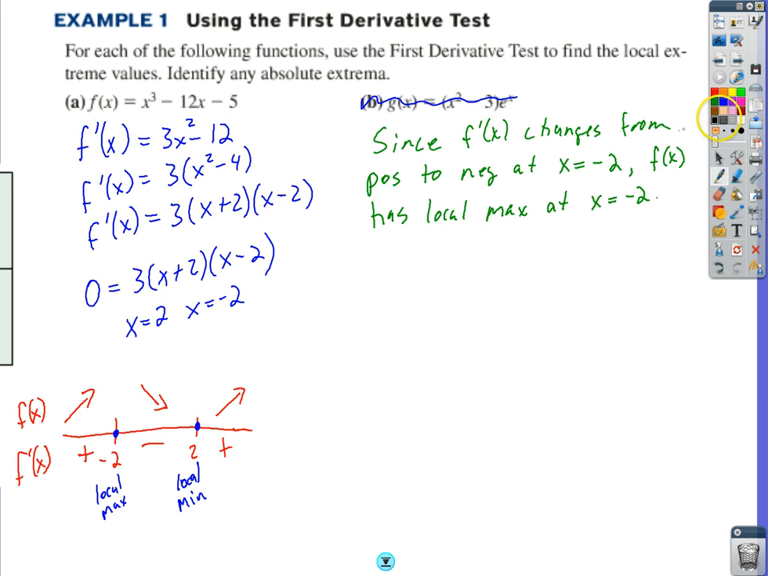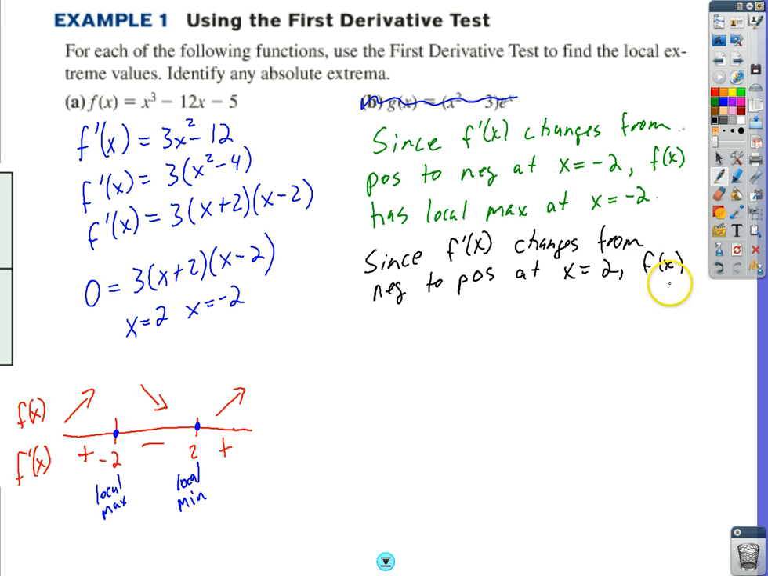And then I would go ahead and similarly say the same thing for the local minimum. I would say, well, since f prime of x changes from negative to positive at x equals 2, f of x has a local minimum at x equals 2.